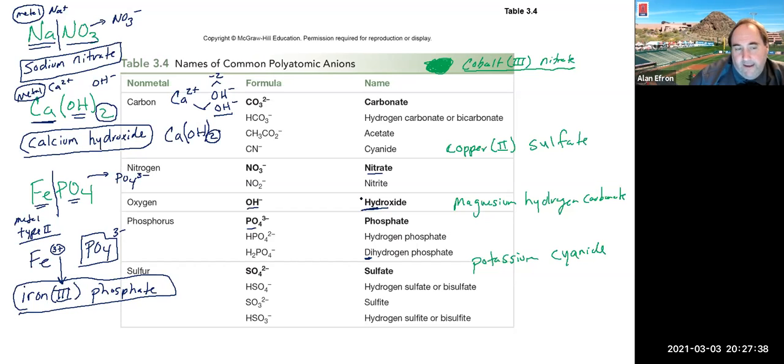All right, so that is how we get to names. Let's talk about formulas here. When we have the name and we want to write the formula, just like we did earlier, we want to basically take all the individual components and put them together correctly. So cobalt Roman numeral 3 means I have a cobalt that has a +3 charge.